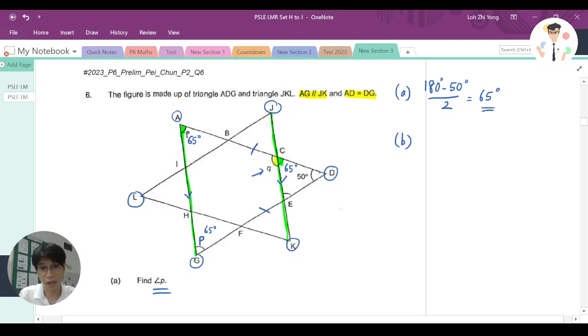Now, this is a straight line. If one side is 65, then what would Q be? 180 minus 65, and the answer is 115. Yes, and we are done for this question. Easy one, but it looks kind of complicated with this star diagram. But it's easy, okay? You just need to notice what you're supposed to notice. Okay, let's move on to the next question.